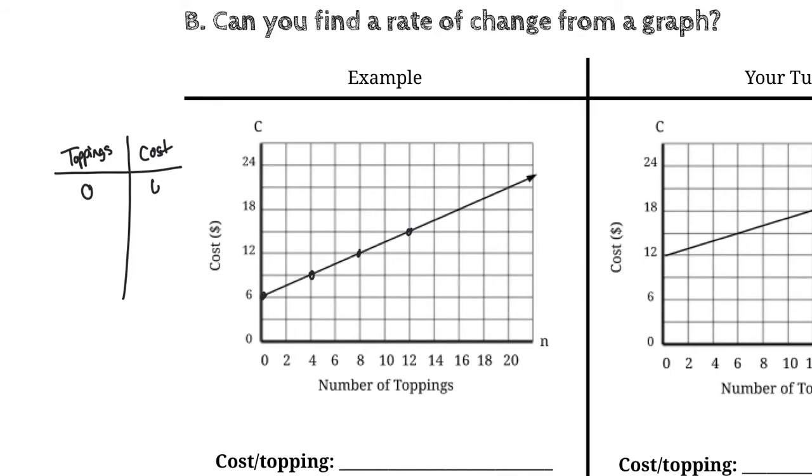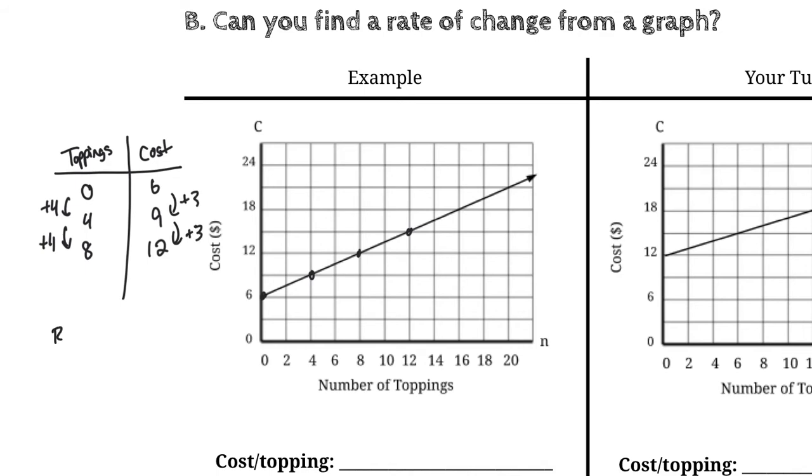it costs, well, for 0 toppings, it costs $6. For 4 toppings, it costs $9. And for 8 toppings, it costs $12. And if we quickly find out how much our number of toppings are going up by, they're all going up by 4, and our cost is all going up by 3.